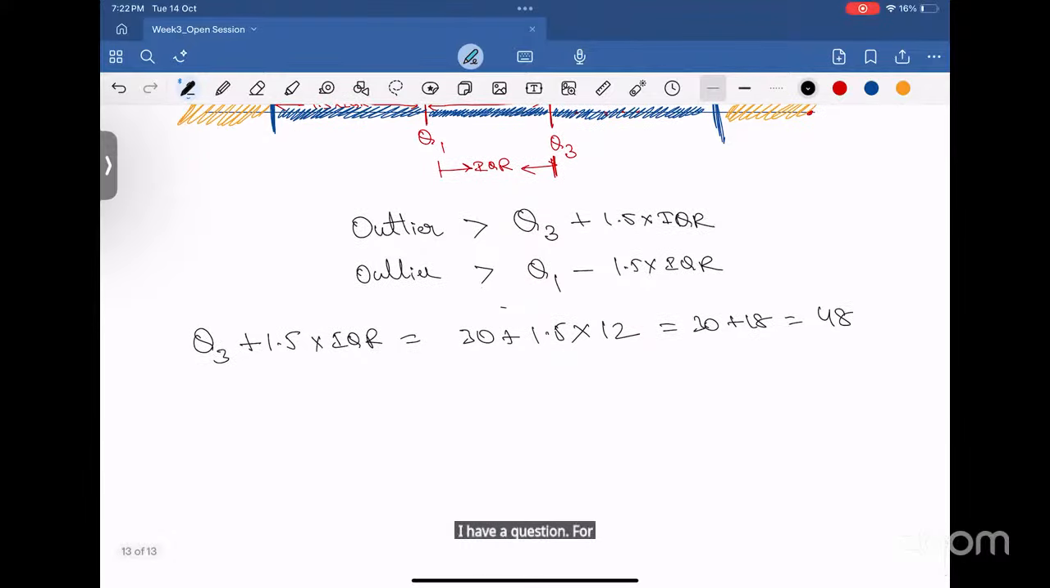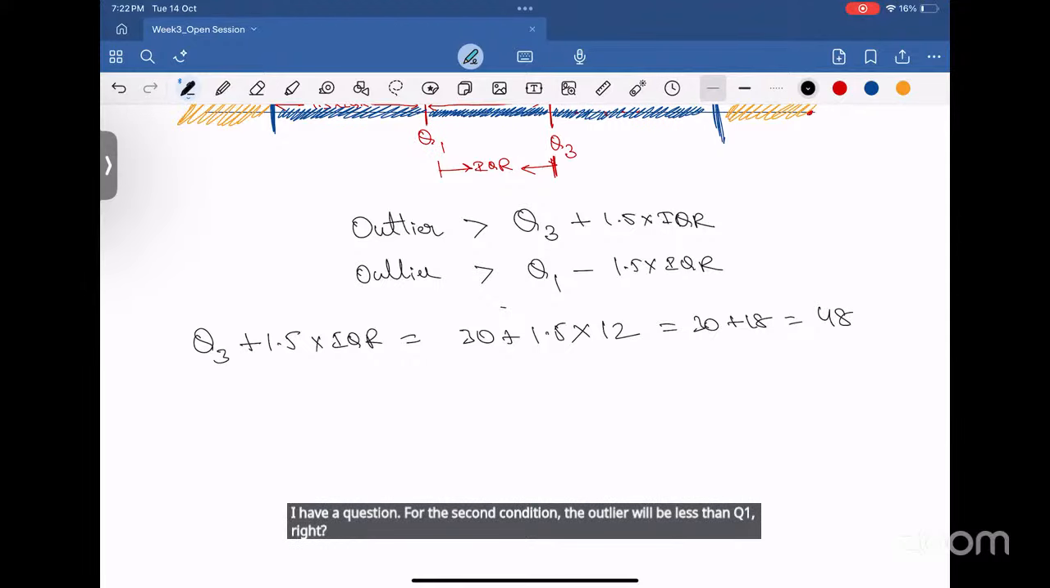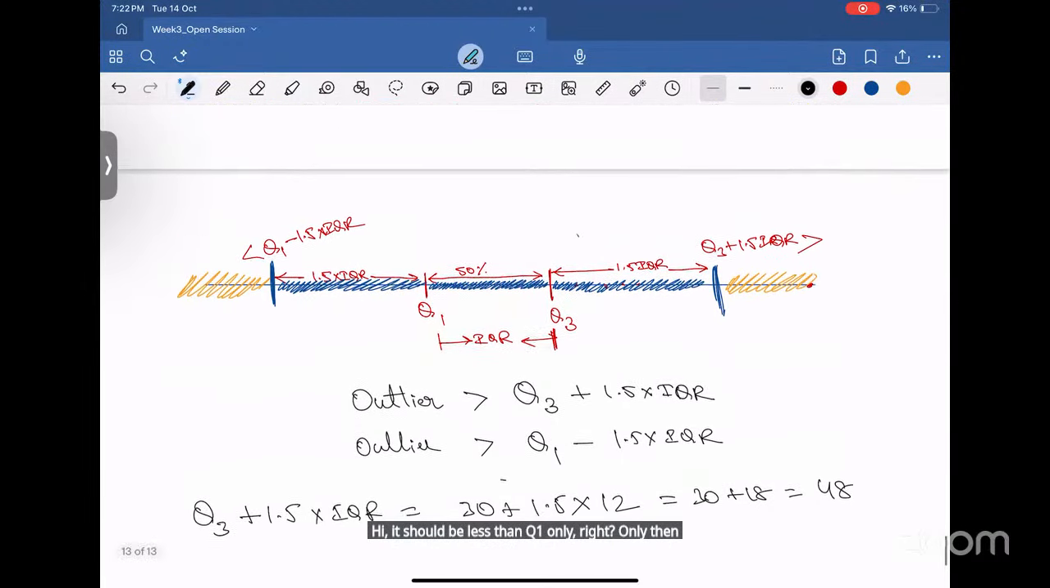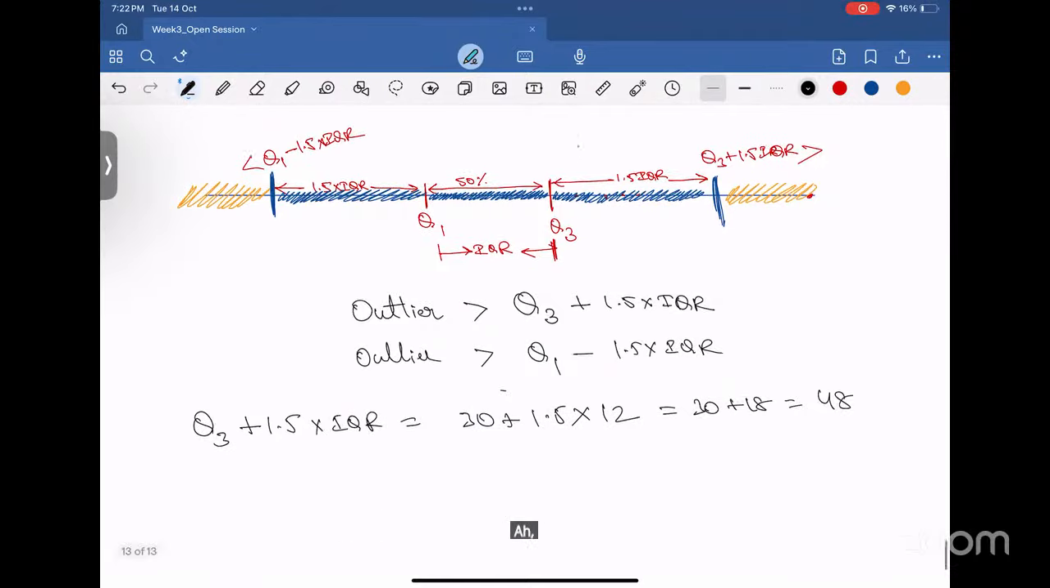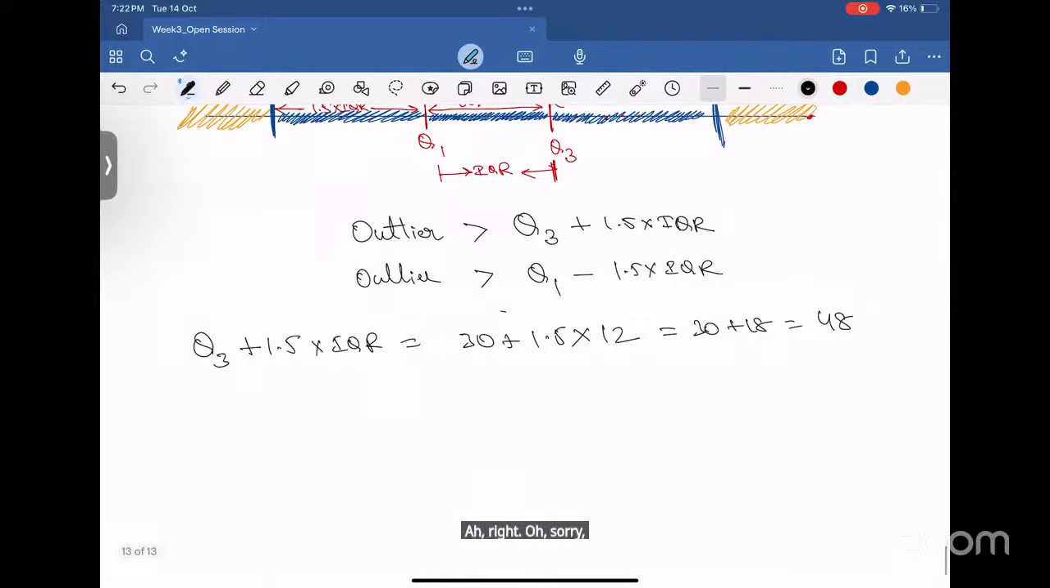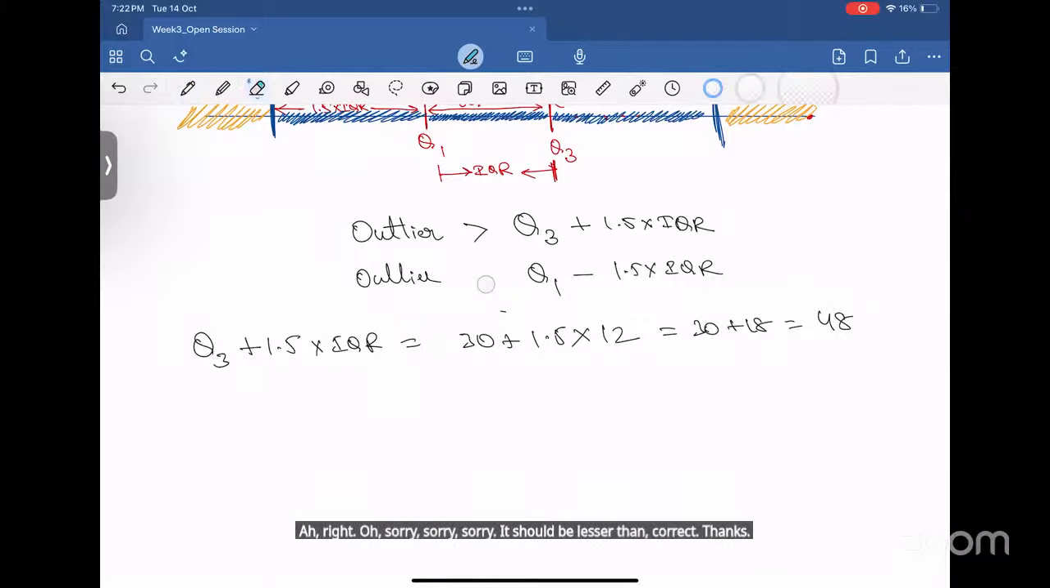Sir, I have a question. For the second condition, the outlier will be less than Q1, right? It should be less than Q1 only, right? Only then it will be to the left of Q1, right? Yeah, the left one. Right. It should be lesser than, correct. Thanks.